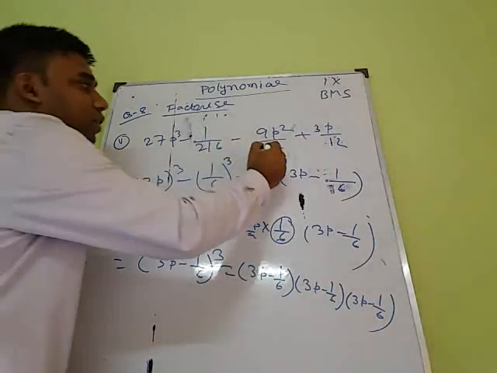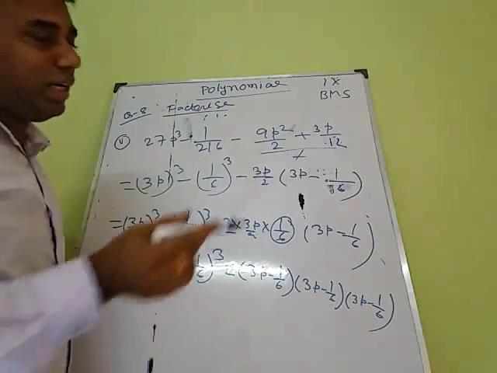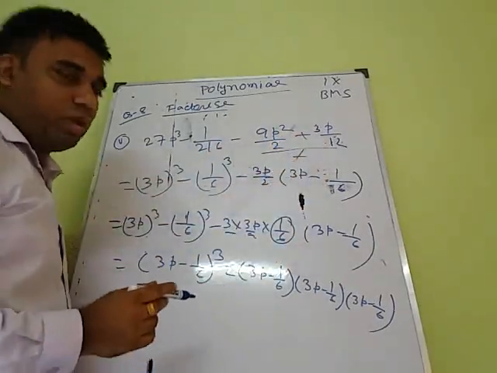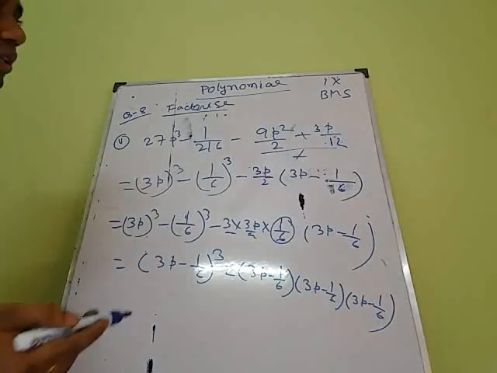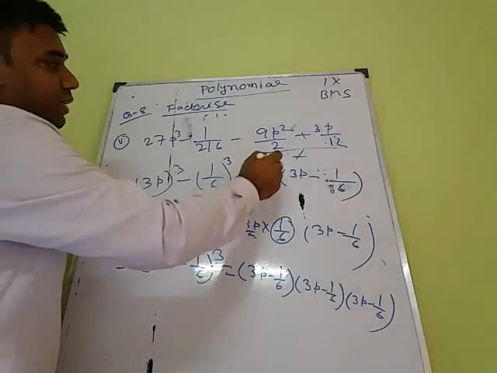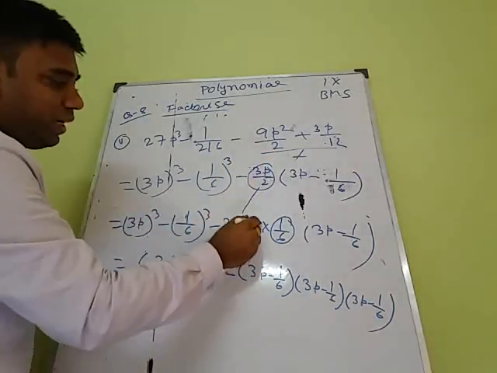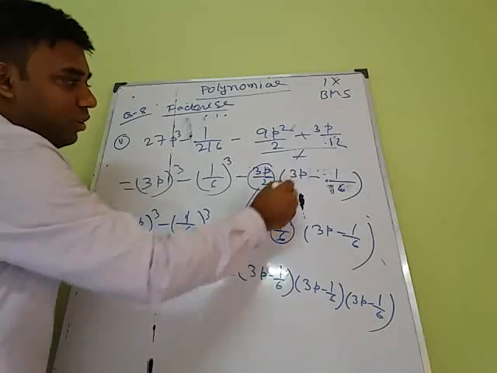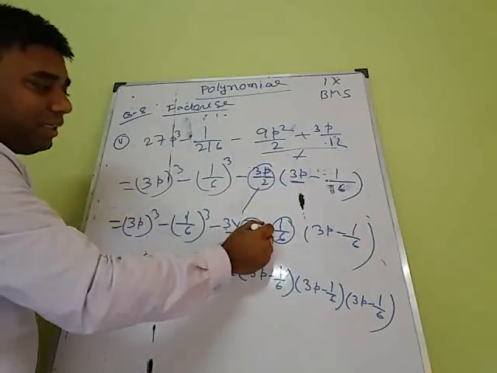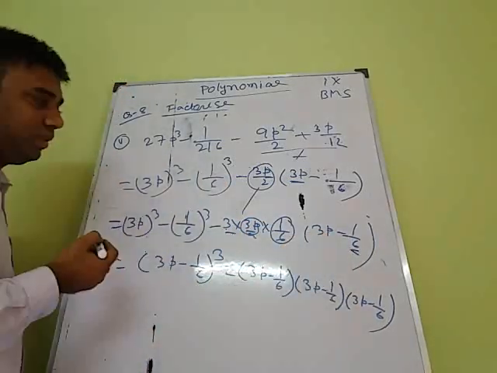Just concentrate on this portion. P by 4 is given, I have changed it to 3p by 12. 3p by 12 and p by 4 are the same terms. And here, this 3p by 2, I change it into 3p because I have a as 3p. And to manage it, I multiply by 1 by 6, and that is also in the form of b.